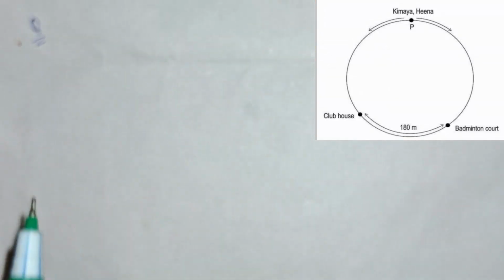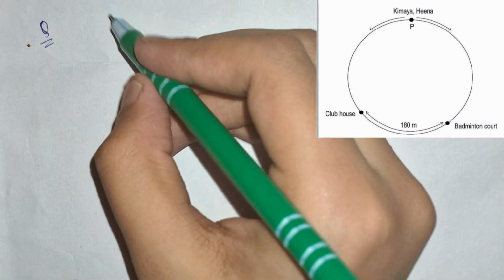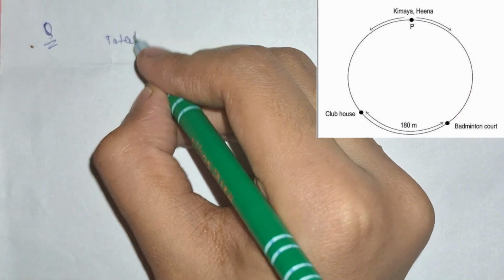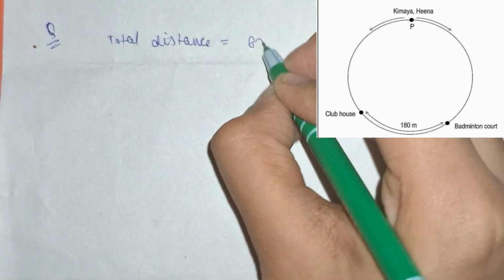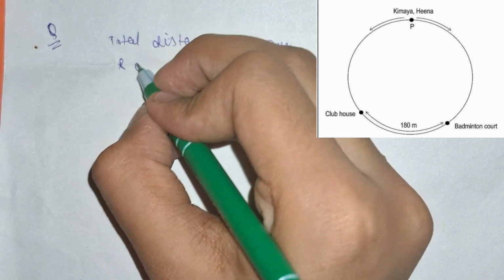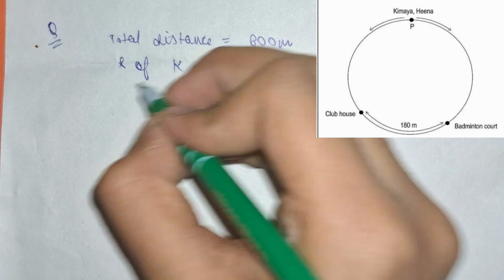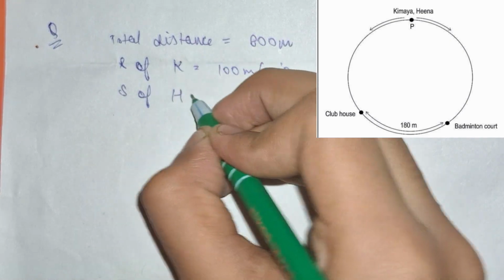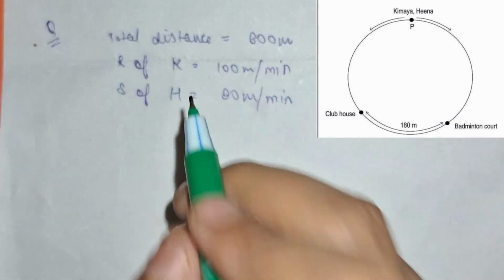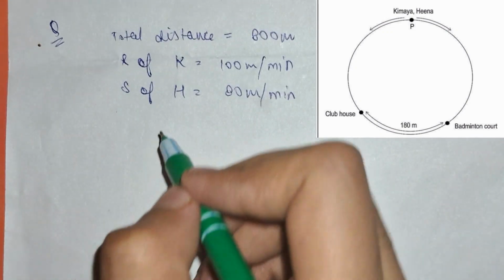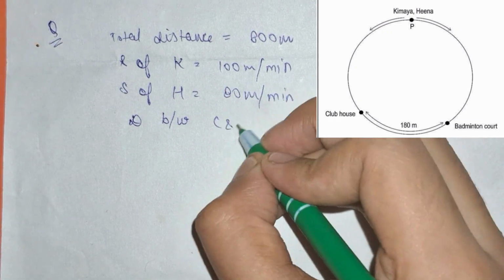Now first of all, let's write what is given here. You can see the figure. First of all, the total distance that we have is equal to 800 meters. Speed of Kimaya is equal to 100 meters per minute. Speed of Hina is equal to 80 meters per minute. And the distance between the badminton court and the clubhouse, let's say between C and B, is 180 meters.